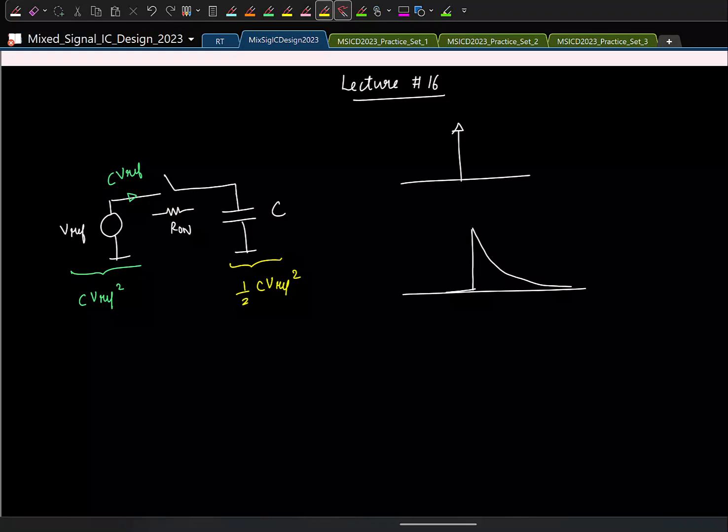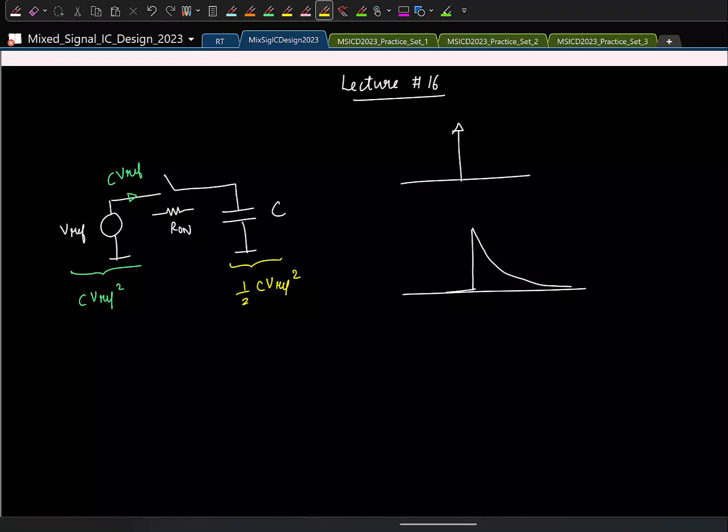It's not an ideal case. Let's say it's a practical scenario where you have a really small on resistance and you turn on the switch. You might have observed this in practice, right? Let's say you have a very high voltage signal and a very good switch. You switch it on instantly. You'll see a spark, right? That's how that energy is getting dissipated there.